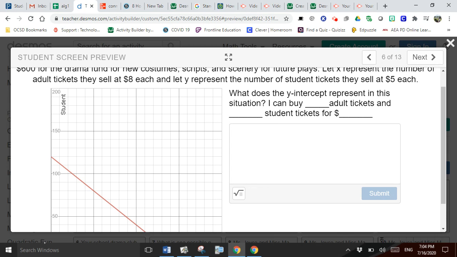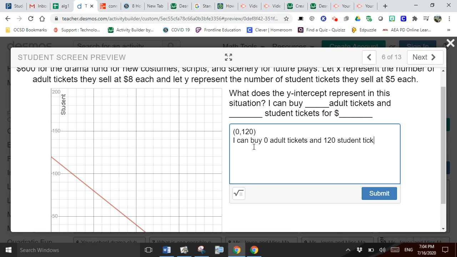Okay, go ahead and move on to the y-intercept and see if you can figure out what the meaning of the y-intercept is. Remember that the y-intercept is 0, 120. So see if you can write that sentence. If you came up with, I can buy 0 adult tickets and 120 student tickets for $600, you are correct. Good job.